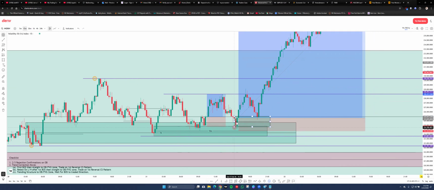There's another block here. This is the other block. Did I mark it? Okay. Yes, so there's another block here, this other block now on 15 minutes. So the market came straight away after breaking the structure from here.